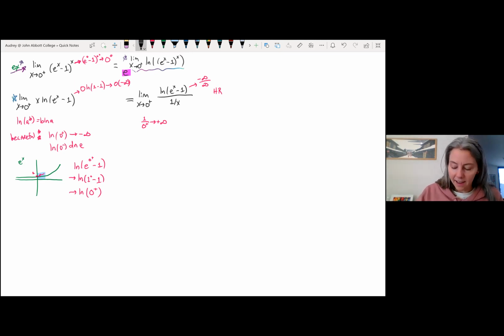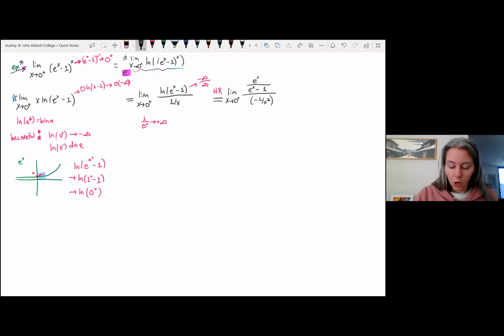Now we can apply L'Hopital's rule. So I get the limit as x approaches 0 from the right. Here I'm going to have e to the x over e to the x minus 1, over e to the x minus 1 divided by negative 1 over x squared. The minus sign is in the wrong place.